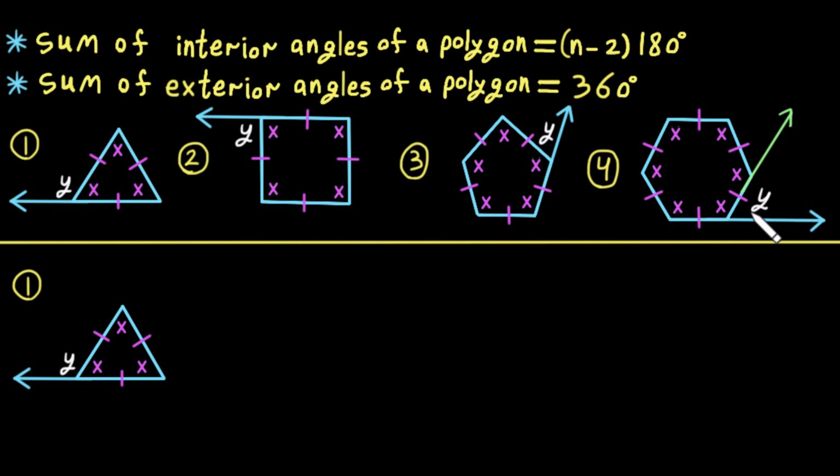So if we want to find, for example, one of the exterior angles, we have to divide by the number of sides. For example, here we have a 6-sided polygon, so we have to divide 360 degrees by the number of exterior angles. Here we have 6 exterior angles, so we divide by 6. So you can use either this formula or this formula. We will apply these two rules in this one.